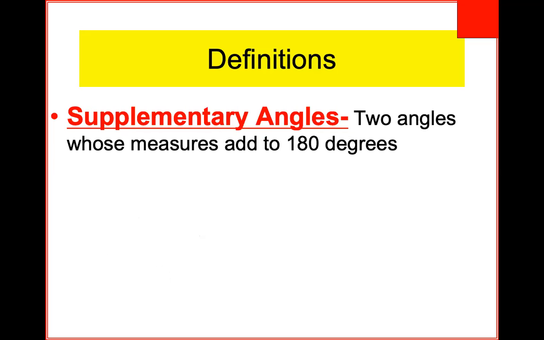Okay? All right. The second special angle pair is called supplementary angles. These two angles add up to the special number 180. Now, why 90 and 180? Well, 180 makes a straight line. 90 makes a right angle, a corner.